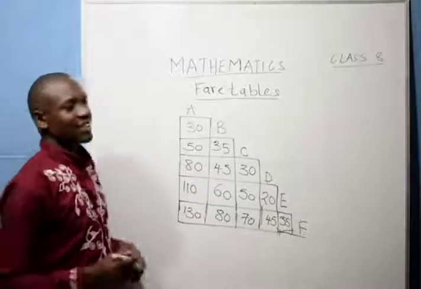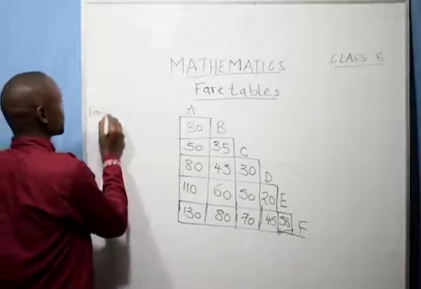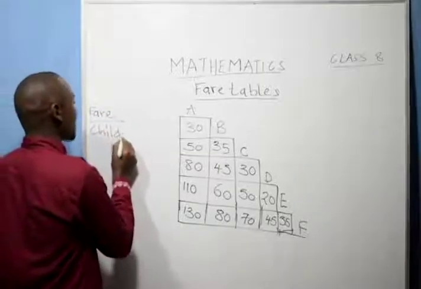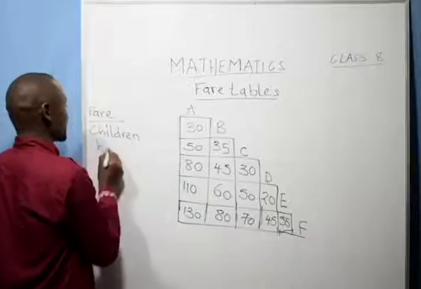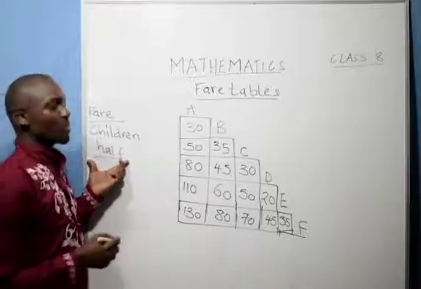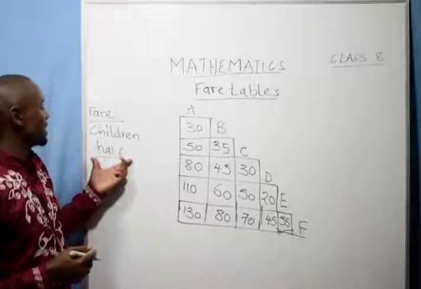In most cases, you'll be told that the fare for children is half that of adults. Children will pay half the amount of money the adults are to pay.